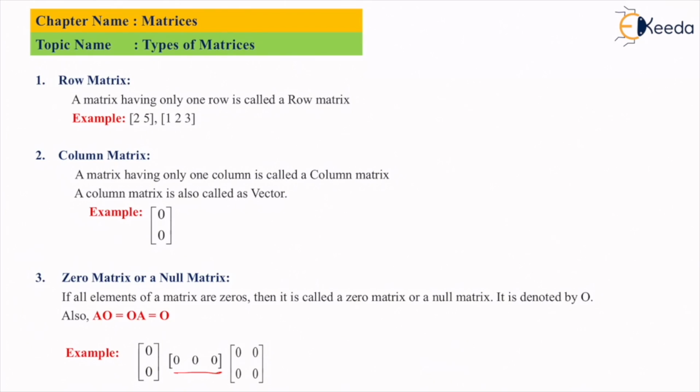Now there is one more property about the null matrix. Here I have noted that: A into O. Now A is any random non-zero matrix and O is a null matrix. Whenever you pre-multiply or post-multiply any given matrix by a null matrix, the resultant is always a null matrix. So guys, it is similar to your algebra. Whenever we multiply any number by 0, we get 0. Similarly, whenever you multiply any matrix with a null matrix, you get a null matrix as the answer.